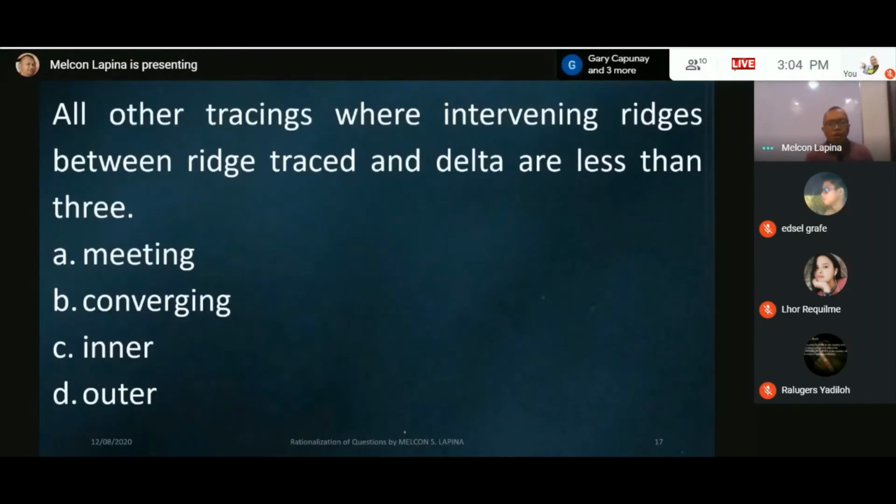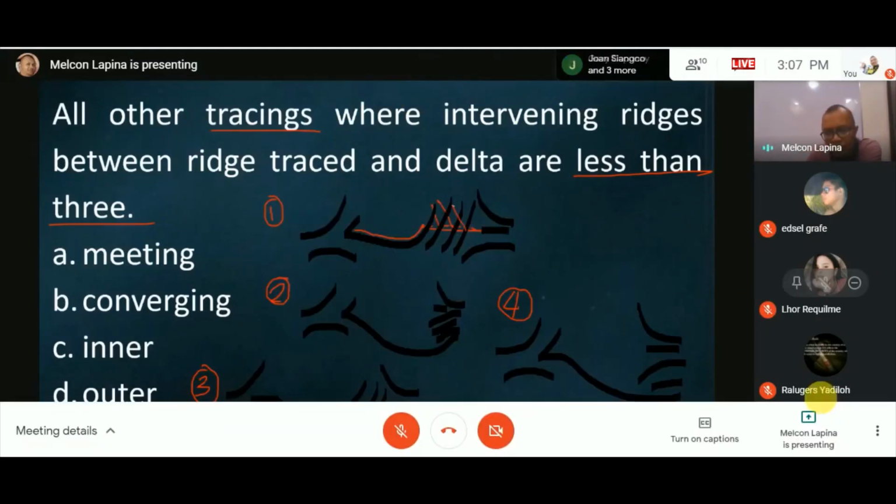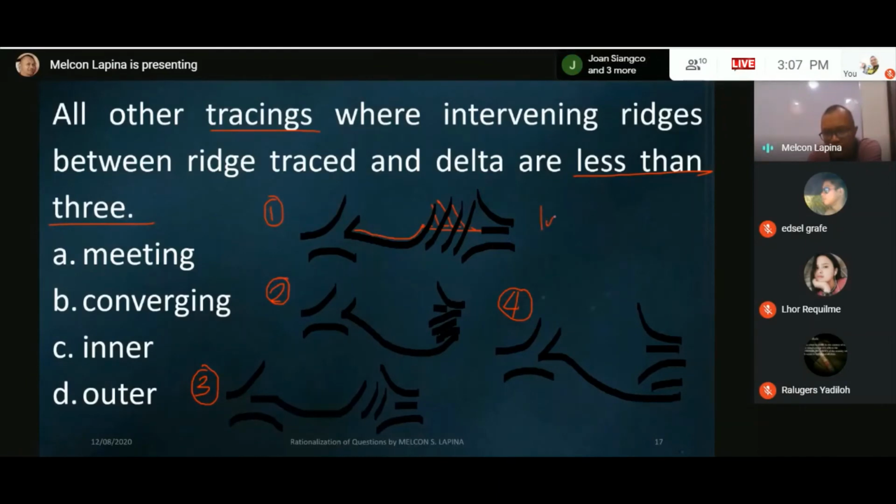Number 17. All other tracings where intervening ridges between ridge trace and delta are less than 3. Let me point out for purposes of recall. So, ito yung ridge trace natin. We have 1, 2, 3. So, ito siya ay inner. Ang tandaan natin, ang magic number ay 3. It could be 3 or more. Basta pasok sa tinatawag na 3.